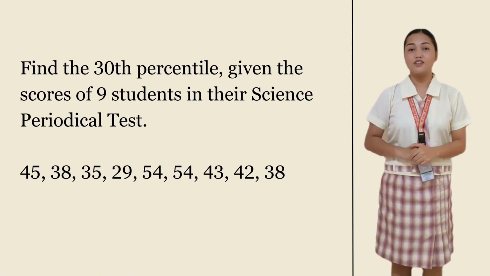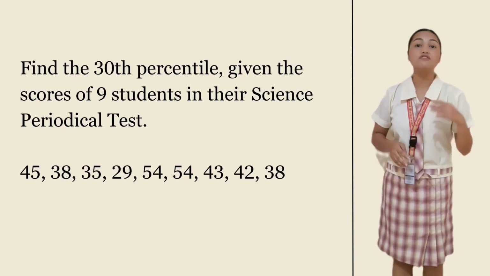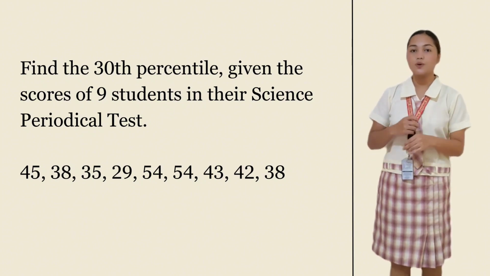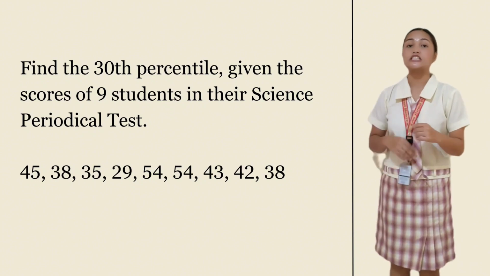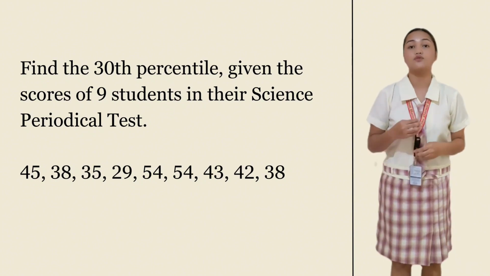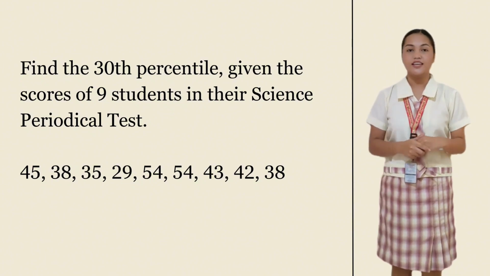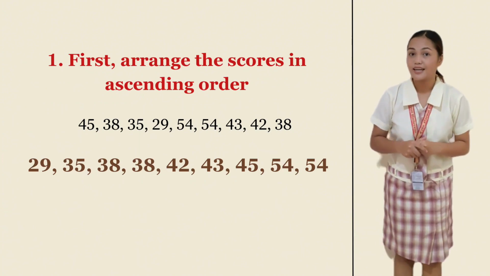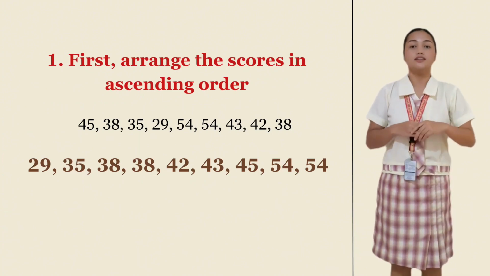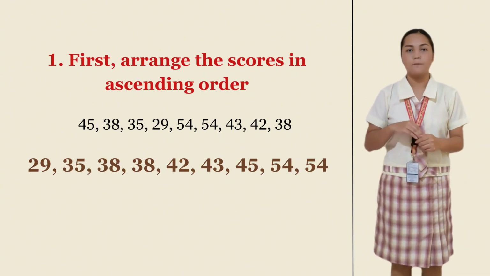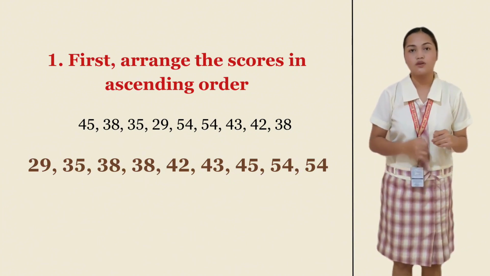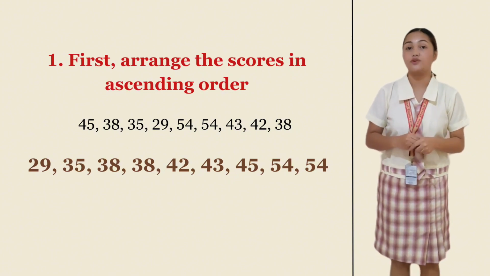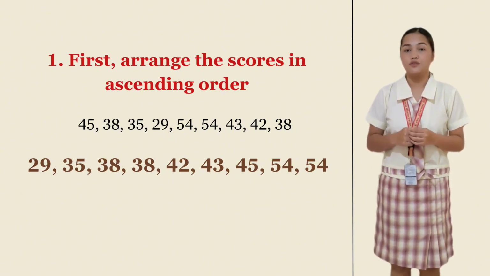For the second example, find the 30th percentile given the scores of 9 students in their science periodical test. The scores are 45, 38, 35, 29, 54, 43, 42, and 38. Again, the first step is to arrange the data in ascending order, or from lowest to highest: 29, 35, 38, 38, 42, 43, 45, 54, 54.